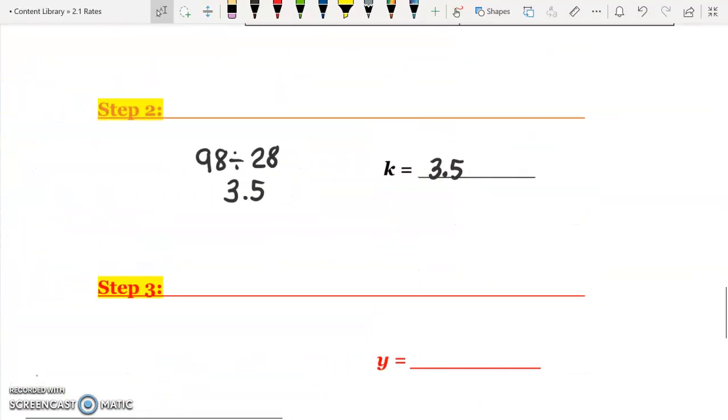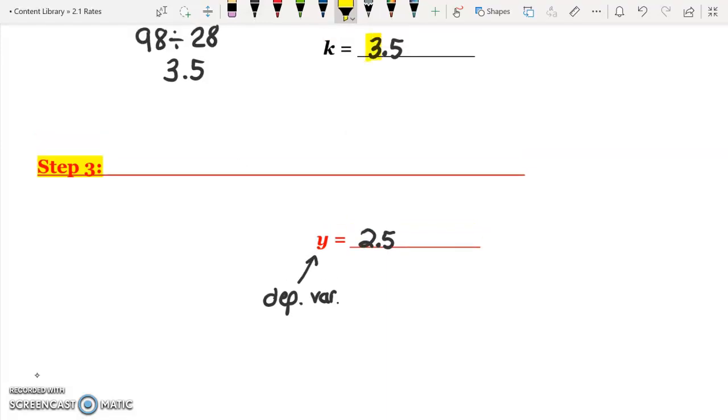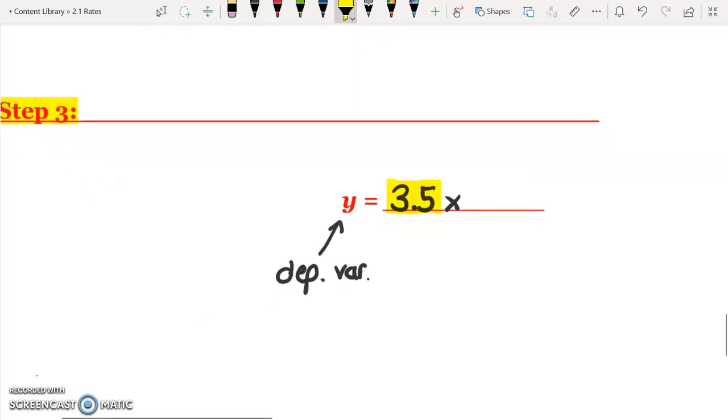Our final step 3 is to write the equation. So again, what we always start off with is our dependent variable. I'm going to write a little shorthand here. So we always start with our dependent variable. Then we write our constant of proportionality, which we found in step 2. Whoops, I'm sorry, it's 3.5 for this problem. My mistake. And then we write our independent variable, which is x in this problem. So that is the equation that I hope your group came up with.